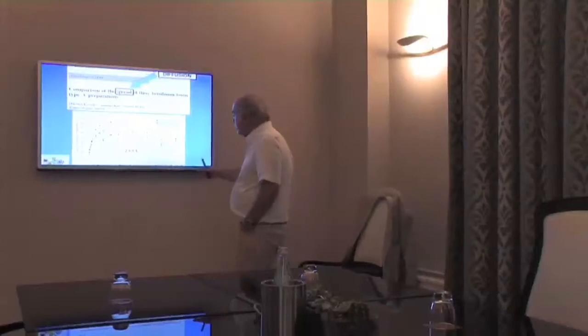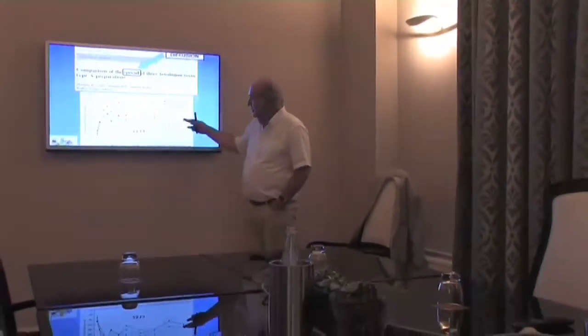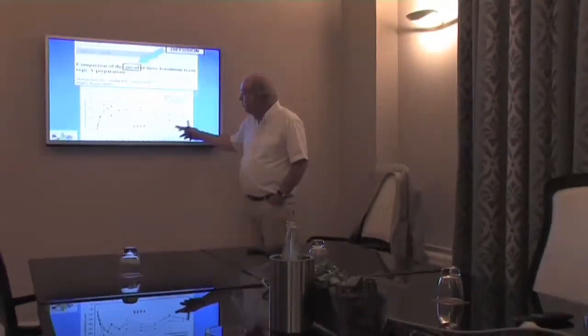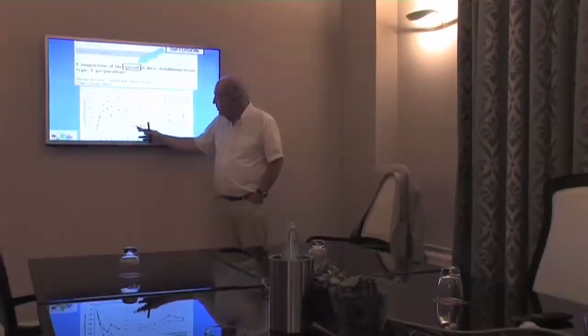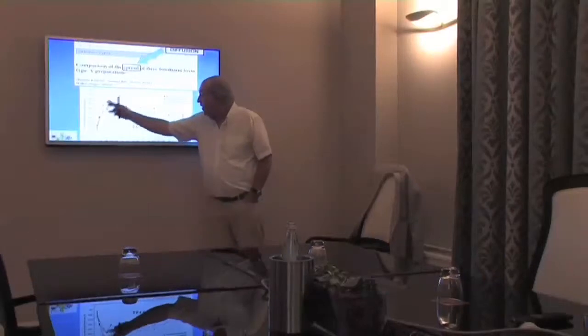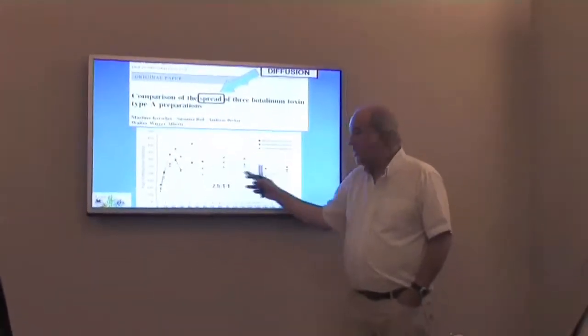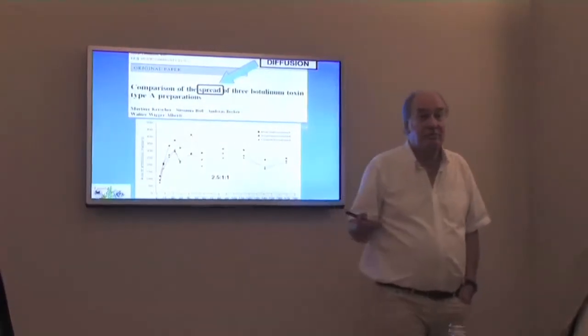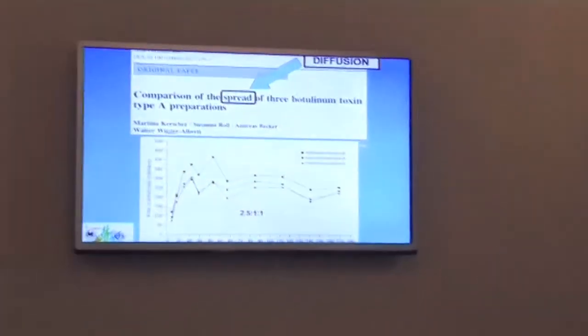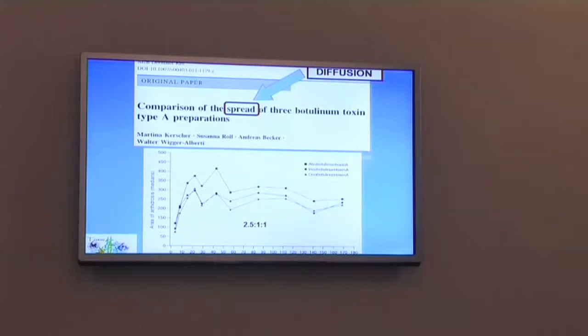Here's another example. This is hyperhidrosis now, going out to 6 months. You can see here that at 2.5 to 1, you get a stronger effect with the Dysport product than with the other two. It's a dose thing again. You get a different result with a different dose. That's it.